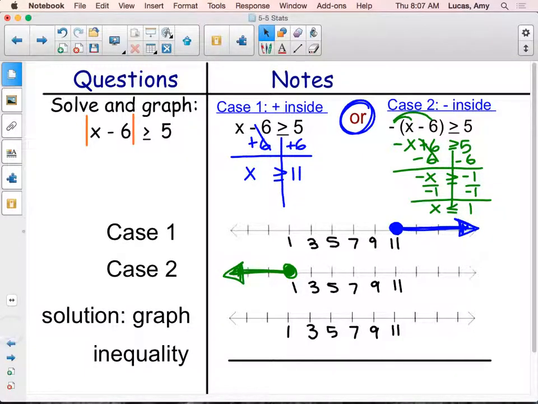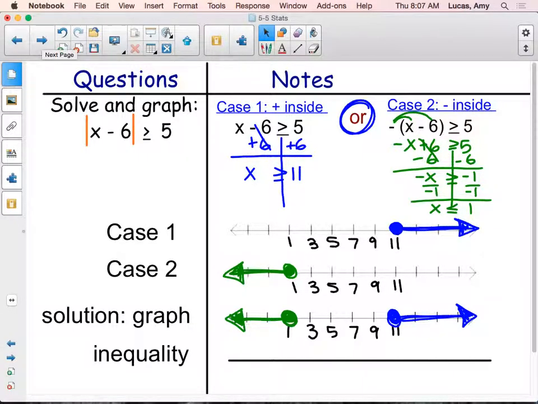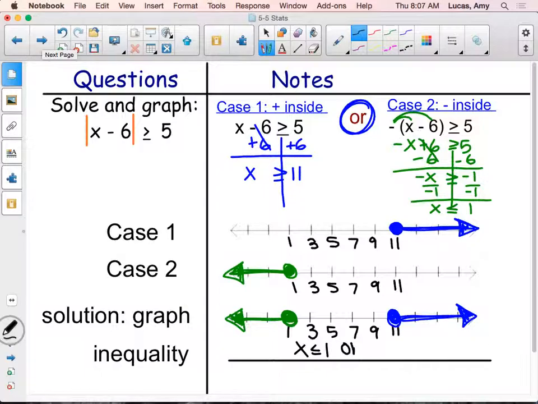Now because my connecting word is or, that means one or the other. So we actually get to keep both of these in our solution. So our solution will have 2 rays going in opposite directions. So we're not looking for where they overlap, which they don't, but we are putting them together because the word or represents a union. So my inequality to go with that solution graph is x is less than or equal to 1, or x is greater than or equal to 11, like that.